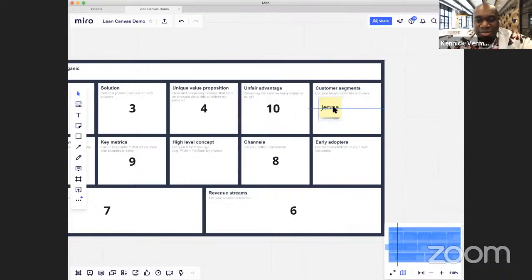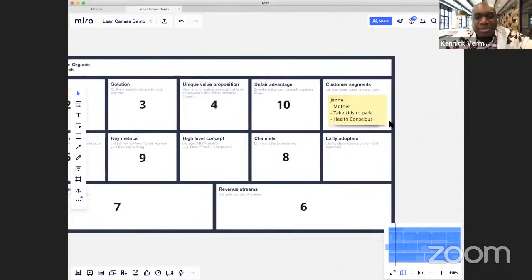Jenna is our customer segment. Let's make this smaller. Actually, we'll add some identifying features. Boom. She's a mother who takes her kids to the park, who is health conscious. Boom, that's the customer segment.